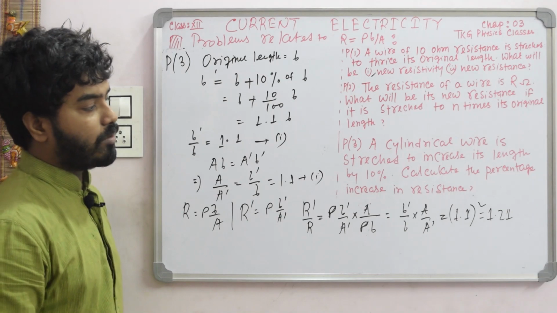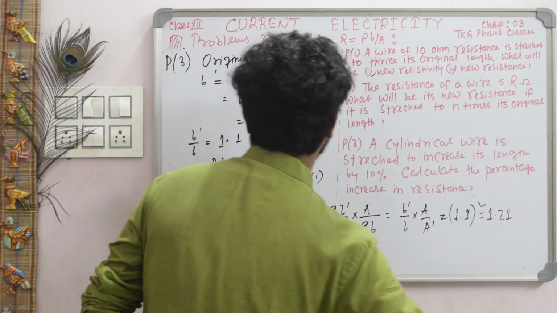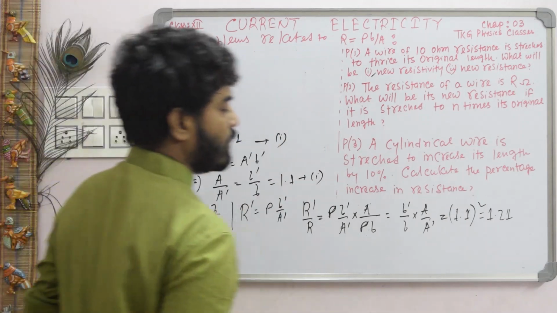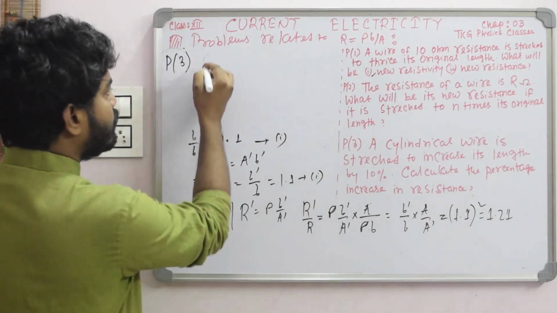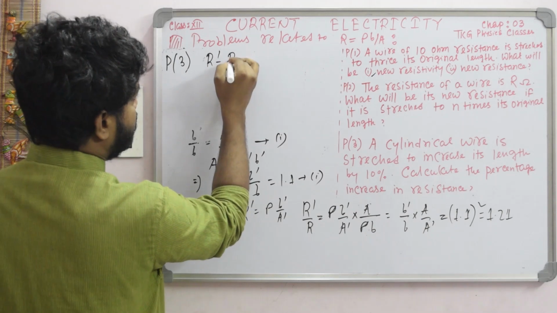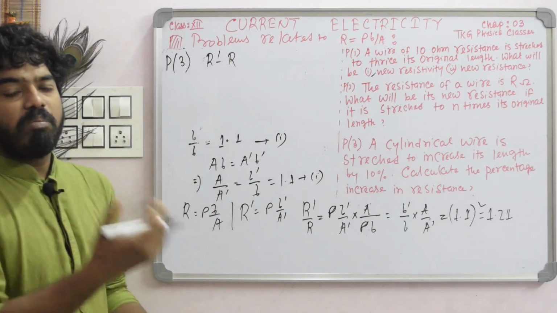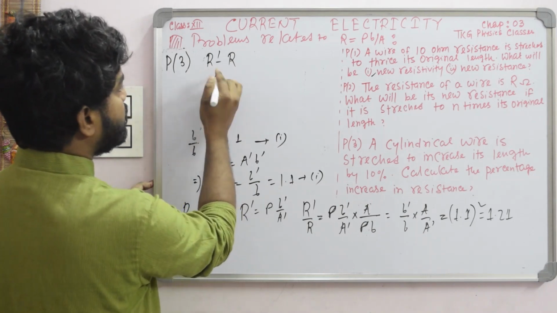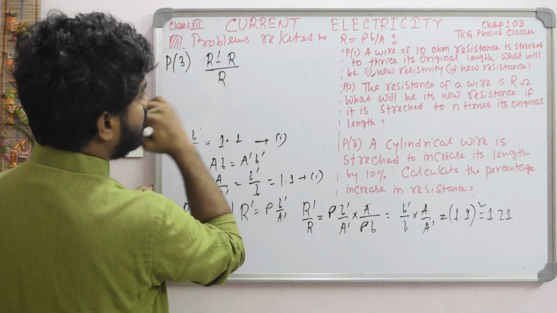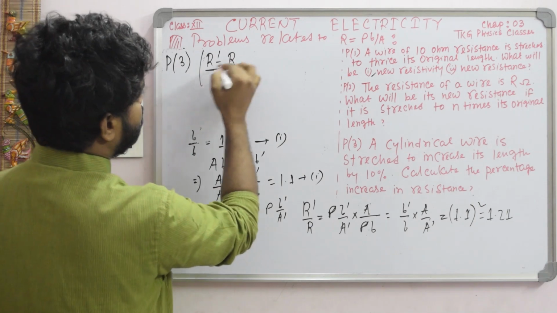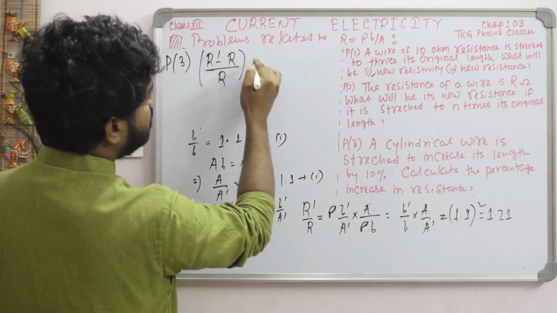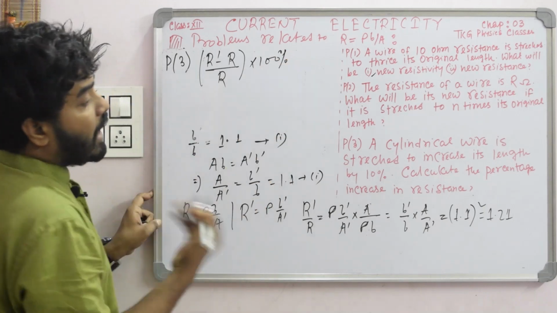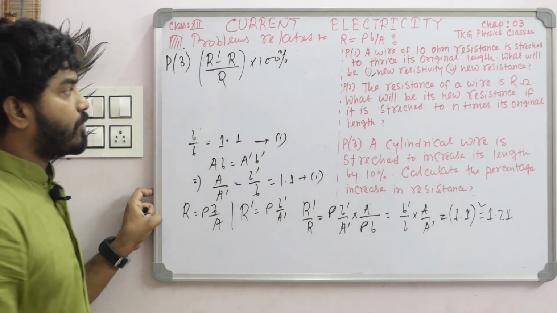Now you have to find the percentage increase in resistance. What is the formula for percentage increase? You find the change in the original value divided by the original value, into 100%. So this formula represents the percentage increase in resistance.